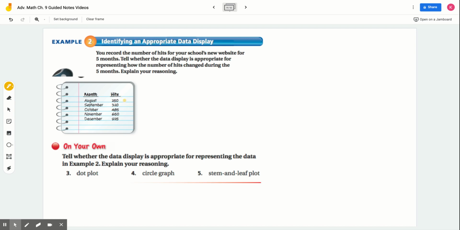So we would have a dot at 250, a dot at 320, a dot at 485, 650, and 925. Would that dot plot show us the change over the 5 months? Since it doesn't really show us the relation of the data to the time, this answer would be no. This would not be appropriate. And we're going to just say it doesn't show change over time.